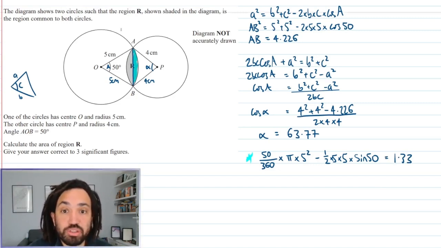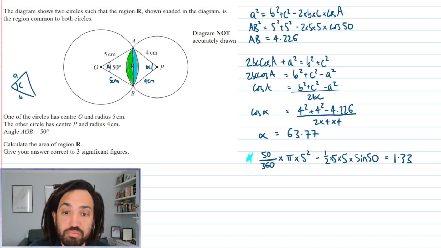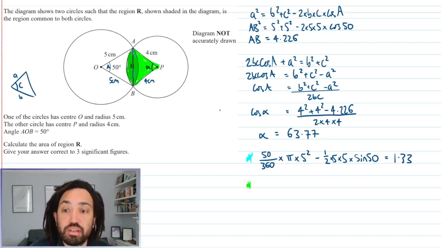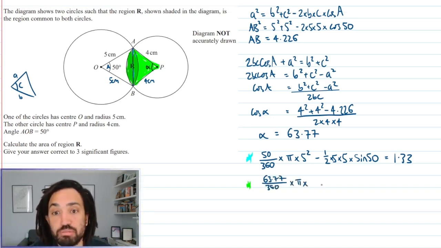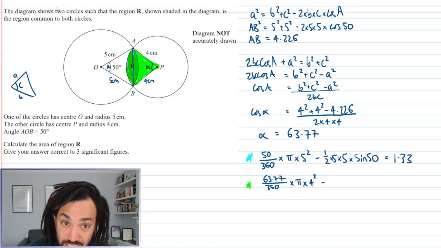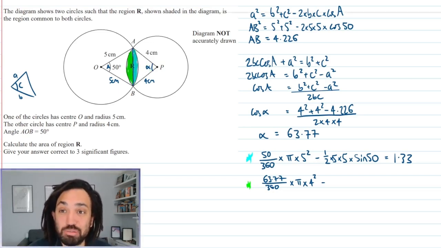Fantastic. So what am I going to do next? Well, I'm just going to do exactly the same thing on the other side. I want this little segment in here, but what I'll need to do is find the whole sector. And again, the sector is the angle, which is alpha, which is 63.77, over 360, multiplied by pi times by radius squared. And then that gives me the whole sector, but I want to get rid of the triangle because then I'll be left with just that segment, which is exactly what I'm looking for.